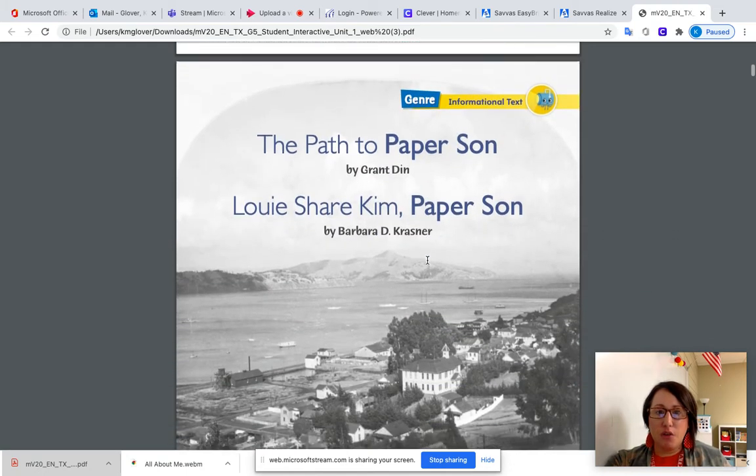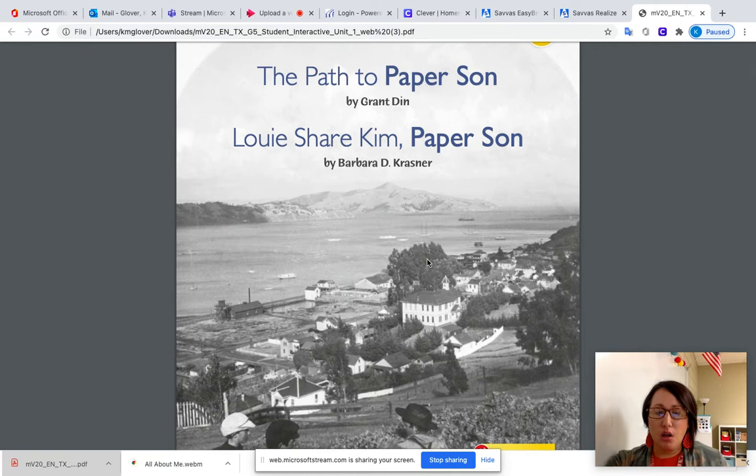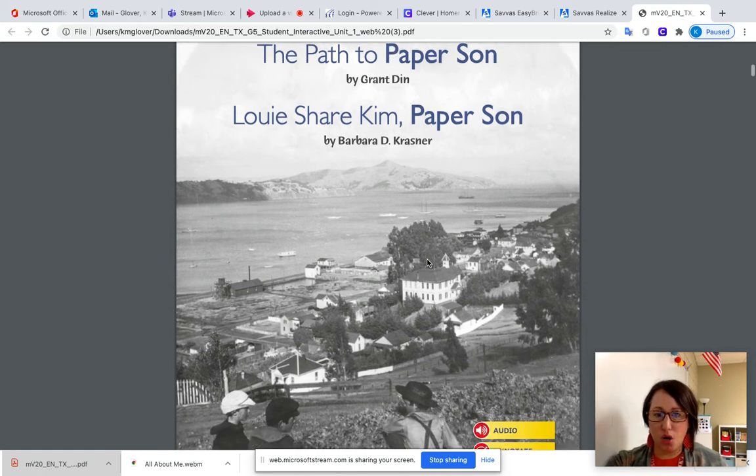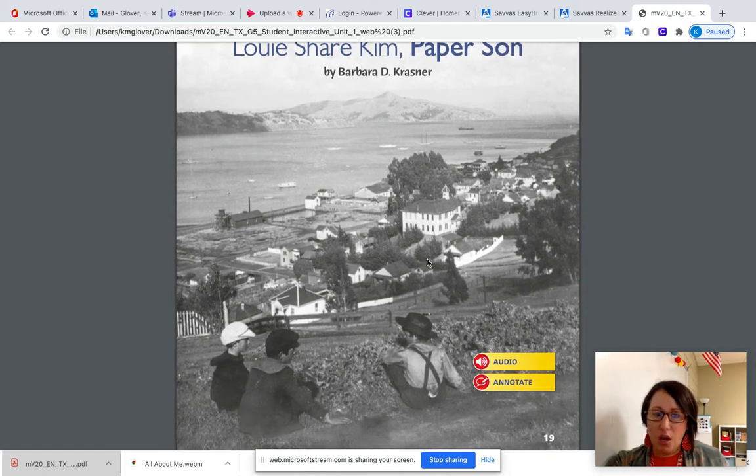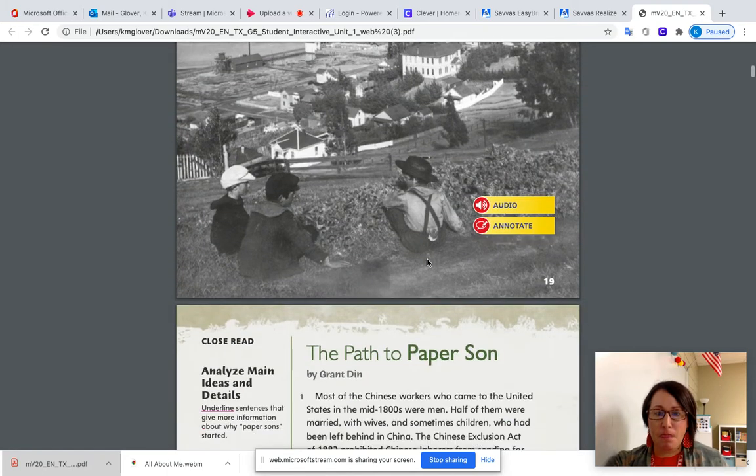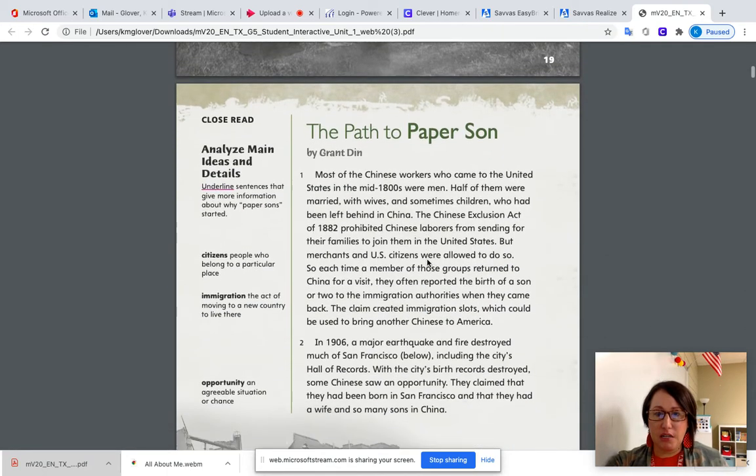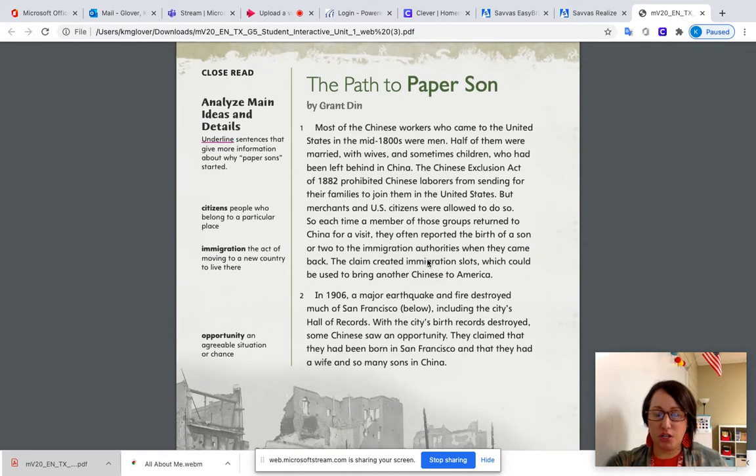Let's go down a little bit further. Here's the first page of the paired selection, and look at the picture that it's showing you. Look at the mountains in the background, the water, the little village. You have three boys sitting on the edge of a hill overlooking their village. And then on page 19 is where the paired selection starts. So I want you to look over here. Remember, this is called a sidebar. The sidebar is where you're going to find those vocabulary words that we previewed.